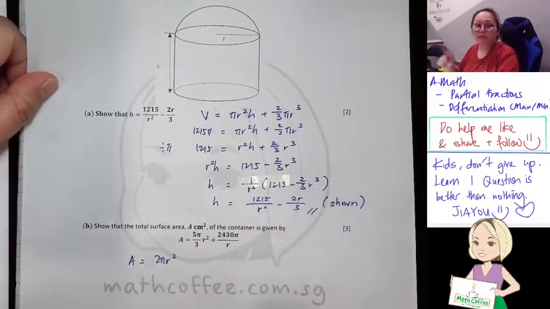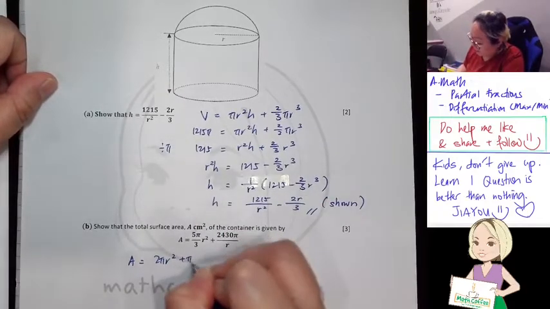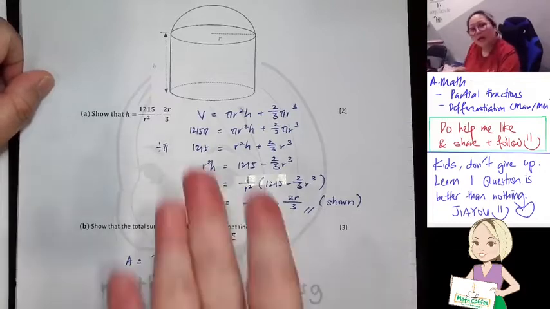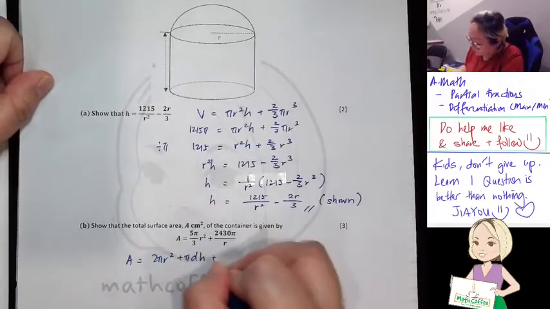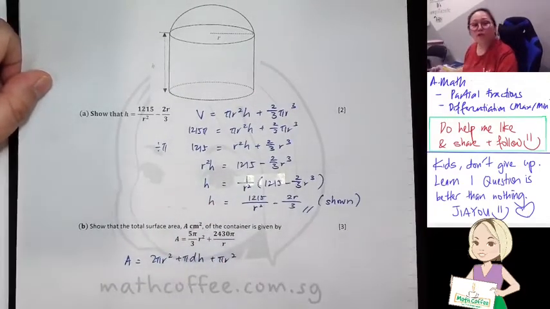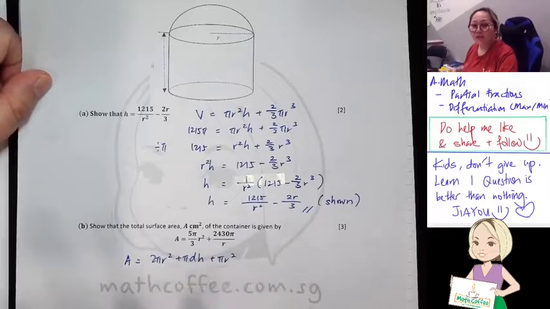The curved surface area of the cylinder will be plus pi d h. And then I still have a bottom circle, which I have to add, plus pi r squared. So this is the initial formula I have. Then let's massage it a bit.